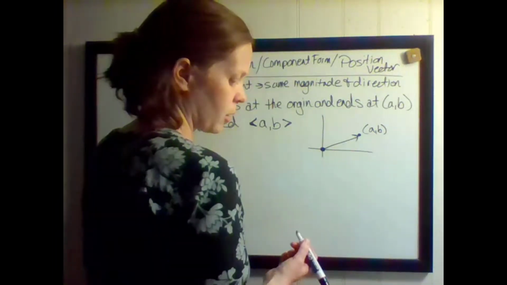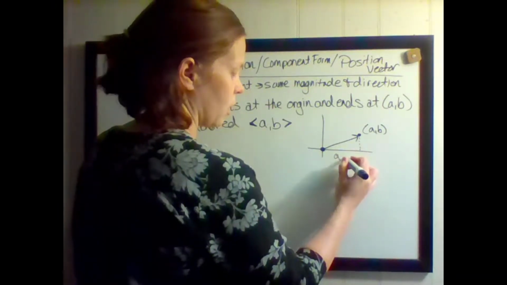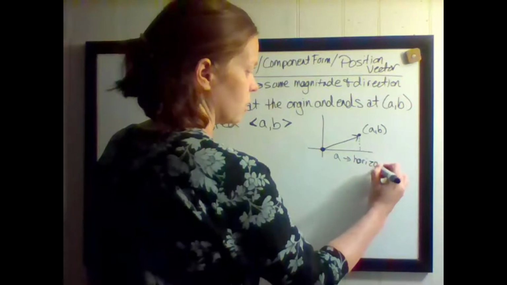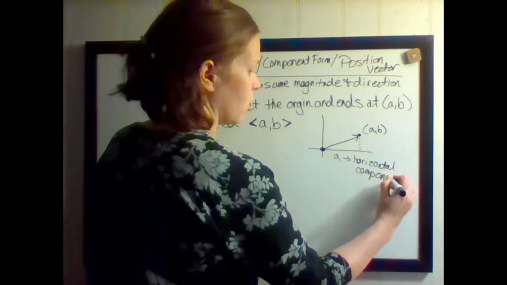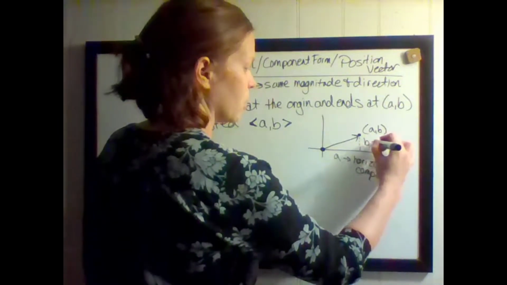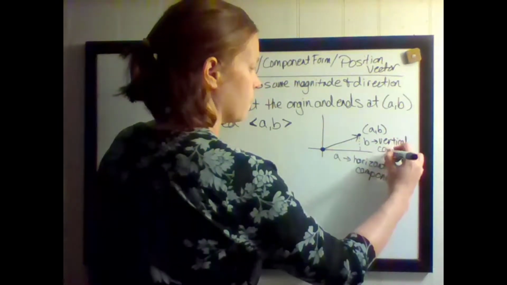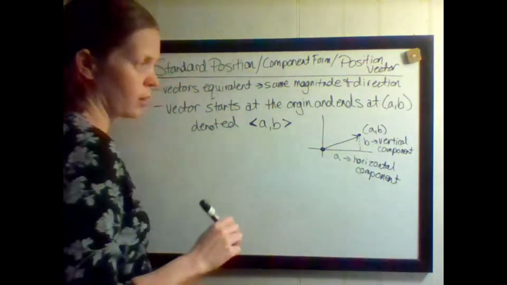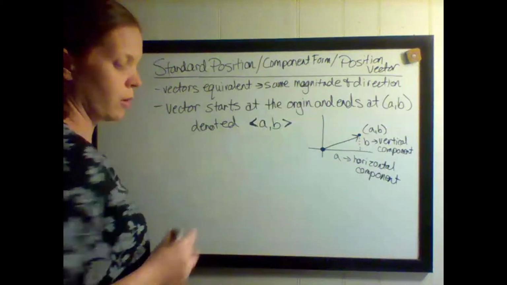So then I can pick out that this distance down here, A, has a special name. It's called a horizontal component. And this distance B is called the vertical component. And if we were to show that that's the vector, this is the notation we would use. AB, vector AB.